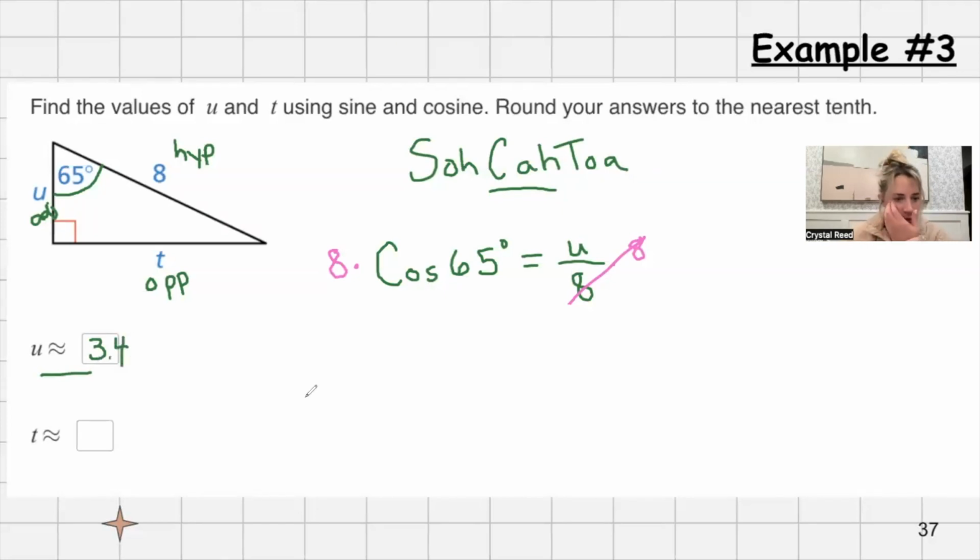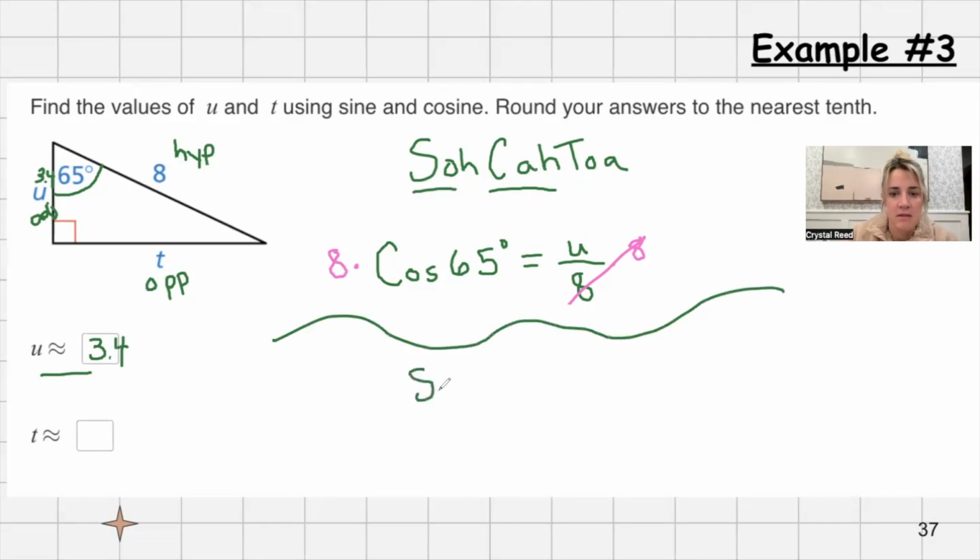Okay, and then we want to find t. We can actually from here, because we now know this is 3.4, use the Pythagorean theorem if you want. We can also just use, we want to find the opposite, and we know the hypotenuse, so that would be the sine ratio. So we can start over here using sine. Sine of our angle, 65 degrees, equals the ratio of the opposite over the hypotenuse. So that would be t over 8.